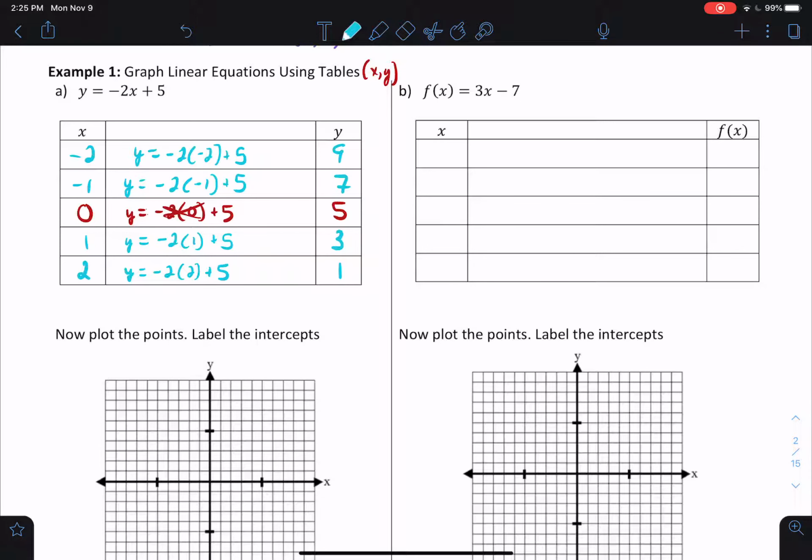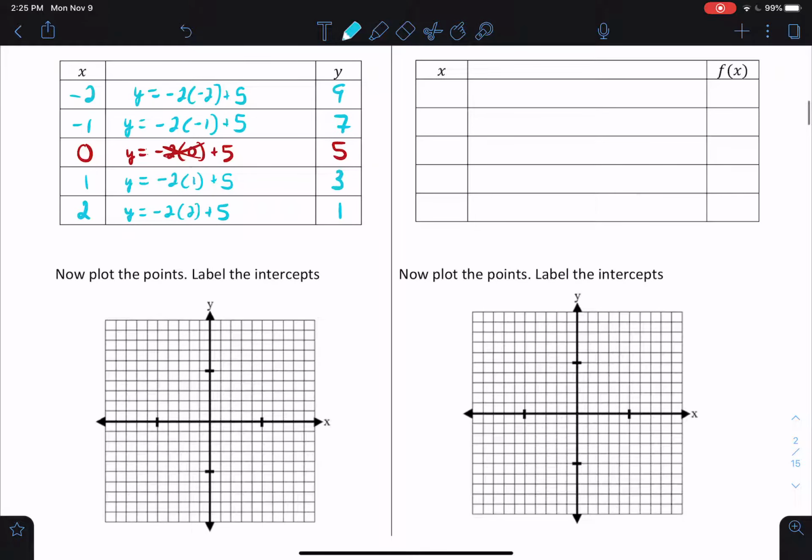So I am going to plot all of these points. I'm going to plot negative 2, 9; negative 1, 7; 0, 5; 1, 3; and 2, 1. So negative 2, 9: 2 to the left, up 9. Negative 1, 7: 1 to the left, up 7. 0, 5: I'm just going to go up 5. Then 1, 3 and 2, 1. Then I'm going to connect these dots with a straight line. I plotted the points. That's the graph of this linear function.